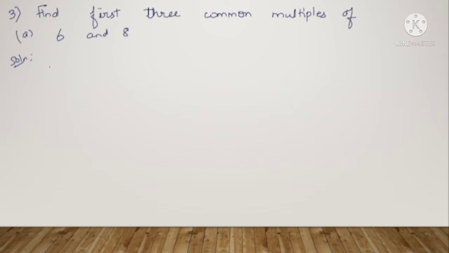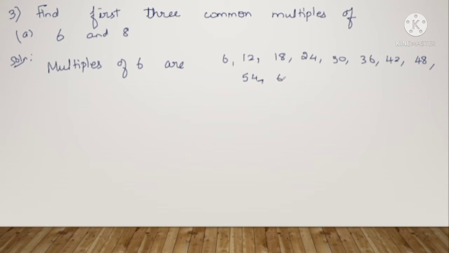Now first of all, let us write the multiples of 6. So what are the multiples of 6? 6 1s are 6, 6 2s are 12, 6 3s are 18, 24, 30, 36, 42, 48, 54, 60, and then 66, 72, 78, 84, 90, and so on.